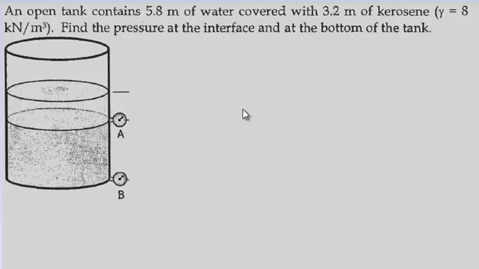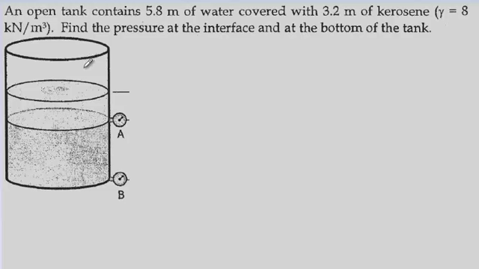Okay, so we have here an open tank contains 5.8 meters of water covered with 3.2 meters of kerosene, which has gamma of 8 kilonewton per m cube. So we're given with gamma. Find the pressure at the interface and at the bottom of the tank.